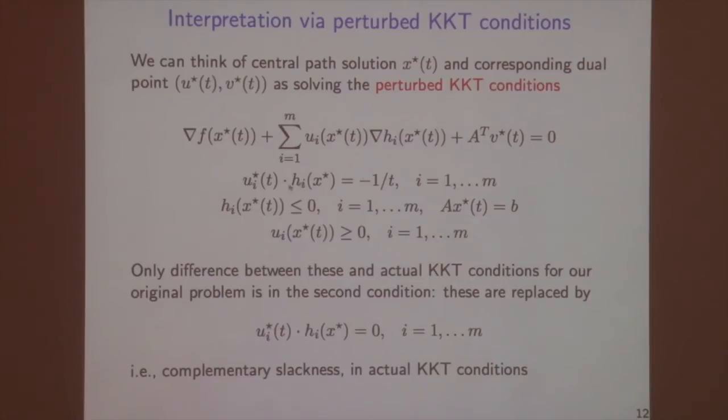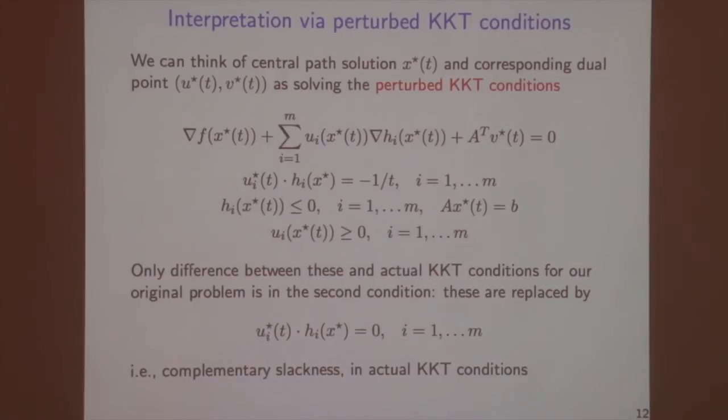We should have u_i times h_i of x equal to 0. We have it being equal to minus 1 over t. Well, the sign is correct here because u_i is always positive and h_i of x is always negative, so it should be negative. It should be less than or equal to 0 always. Complementary slackness tells us it has to be equal to 0 at the solution. We've produced a point on the central path that satisfies this equal to minus 1 over t, not equal to 0.